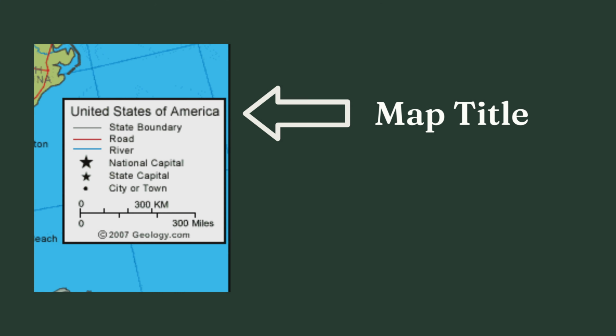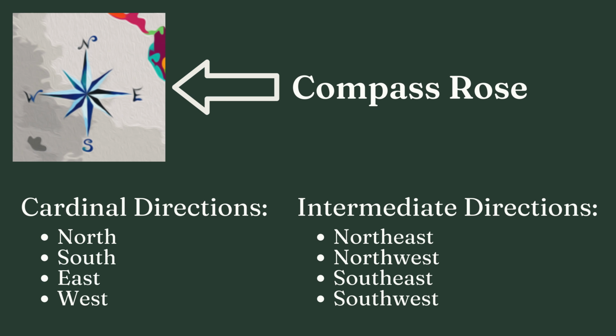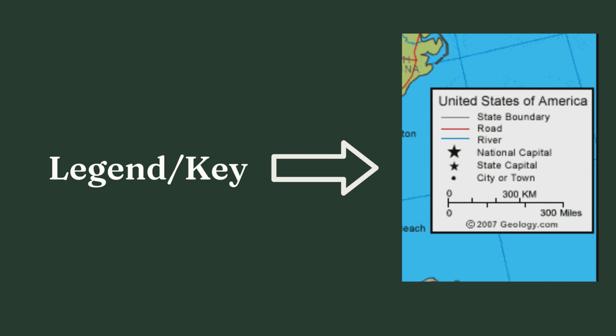When looking at a map, you will almost always see a few common features. The first of these is the title, which simply tells you what the map is showing. The next is the compass rose, which is an icon that indicates directions on the map. A compass rose will always show you cardinal directions, and sometimes it'll show you intermediate directions. Cardinal directions is simply north, south, east, and west. Intermediate directions are the lines that fall between cardinal directions: northeast, northwest, southeast, southwest.